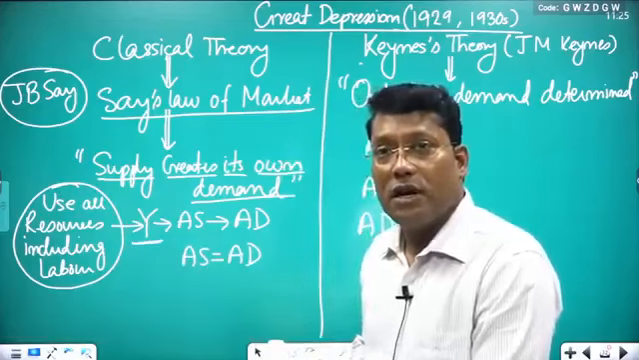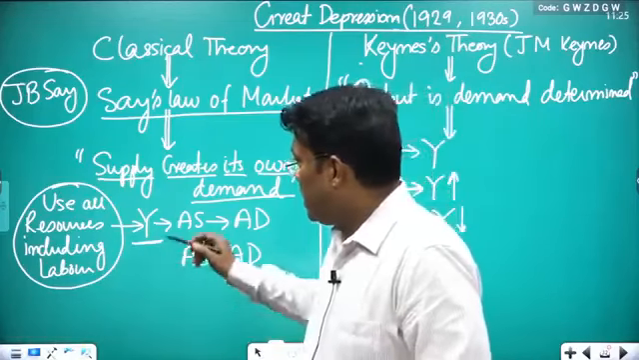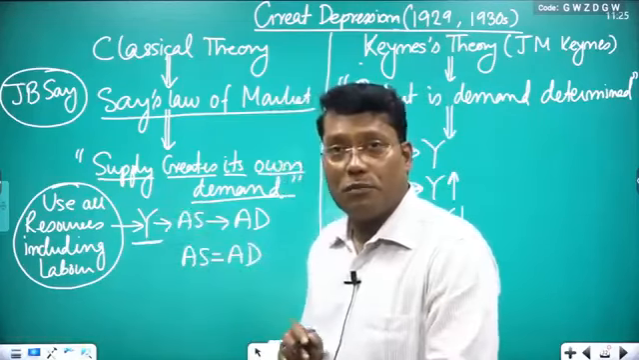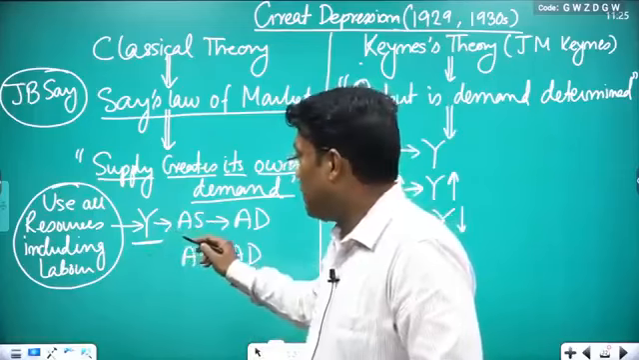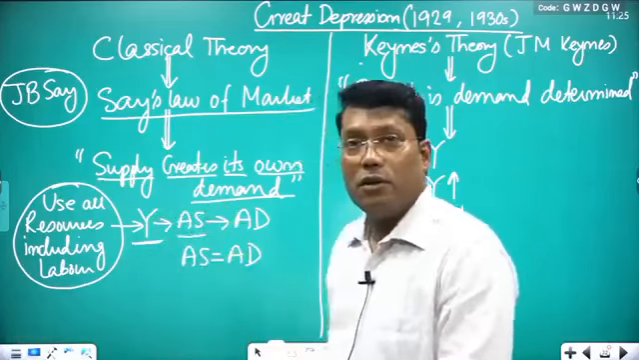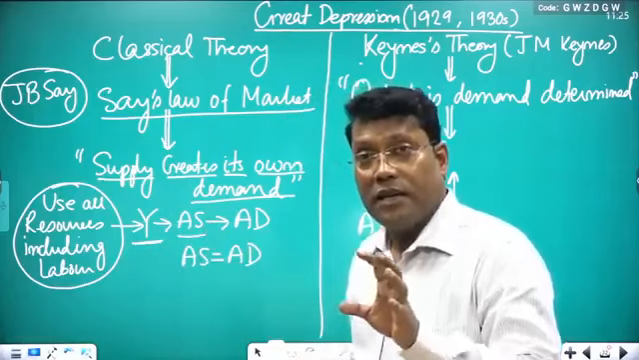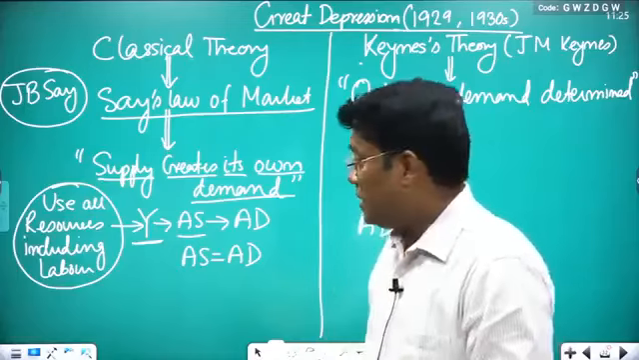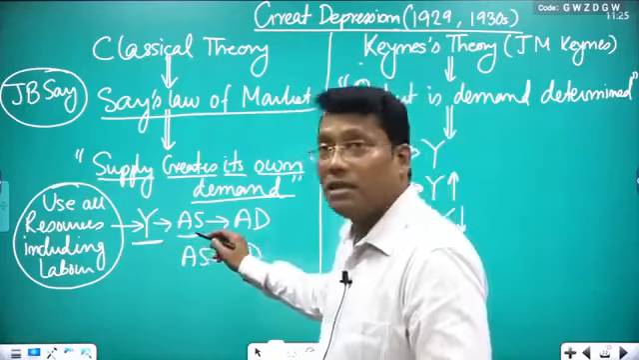You produce output. Clear? And after production of output, you supply in the market. You supply in the market. So as per Say's law, how much you are supplying in the market.